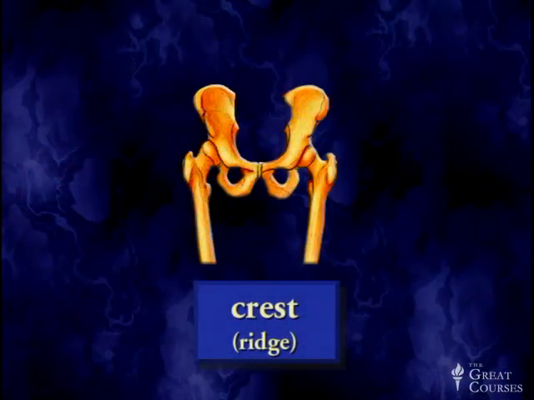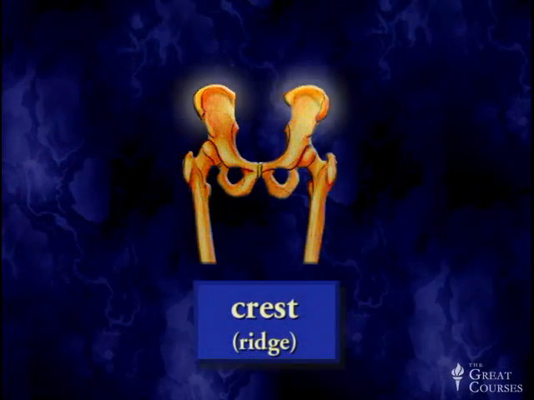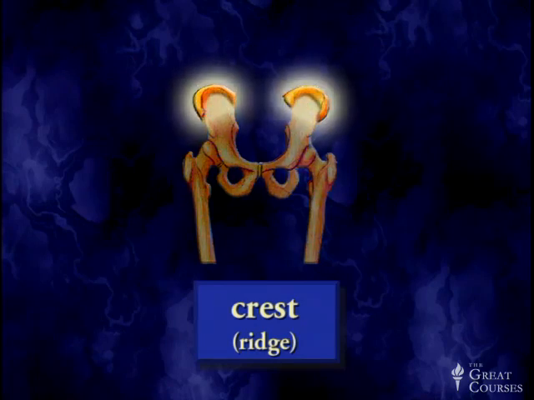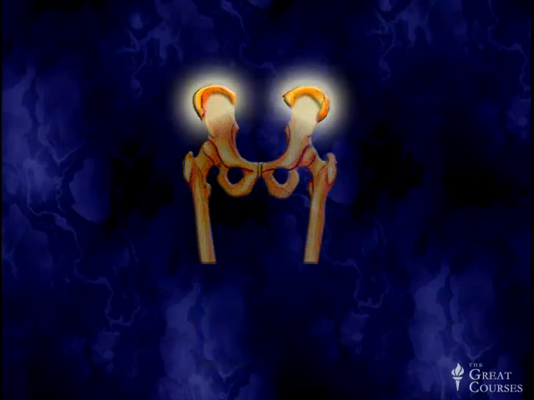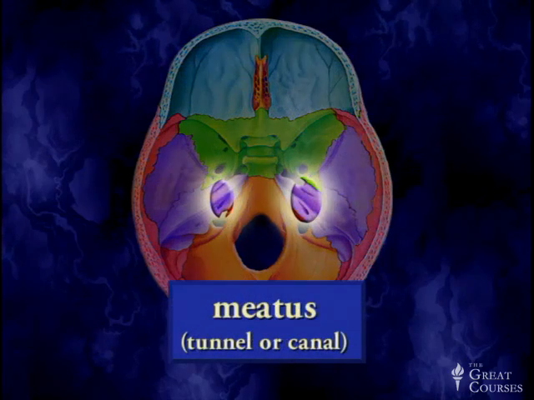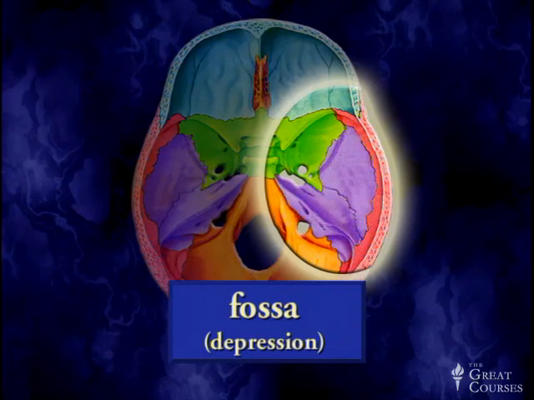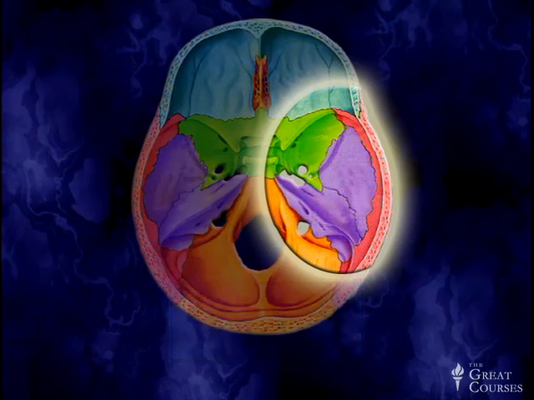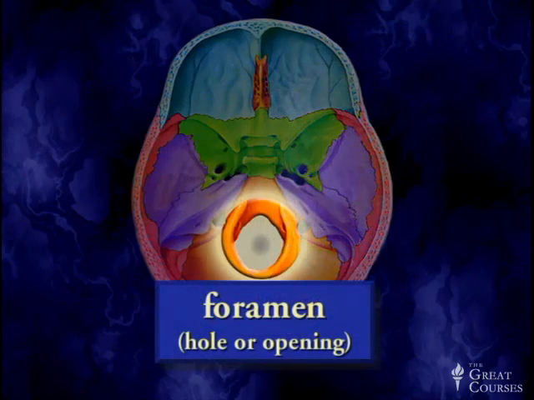We also have crests. For example, we have the crest of the ilium here, just a ridge that's on top of the bone in question. Sinuses are hollow spaces. We have a meatus, which is a tunnel, a fossa, which is a depression. Remember the posterior fossa of the brain, the temporal fossa, and the base of the skull. We looked at those. And then there can be a foramen, which is a hole through which, in the case we looked at, the nerves of the skull exited.